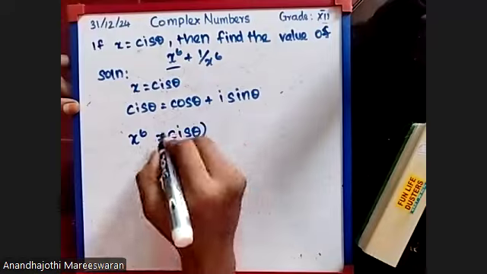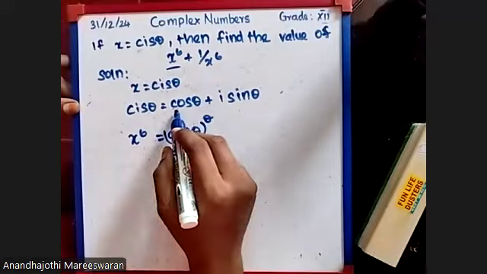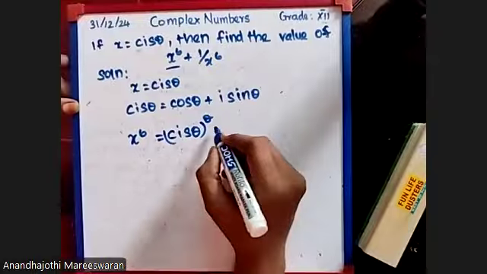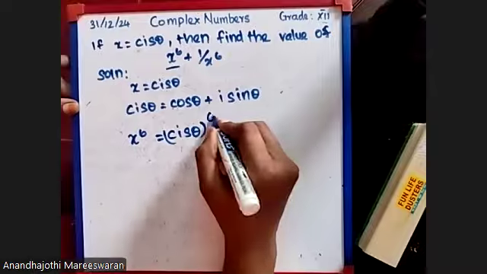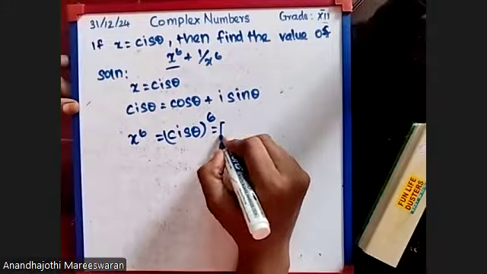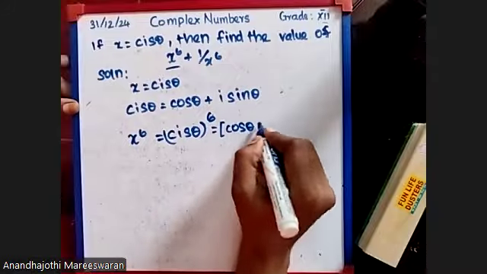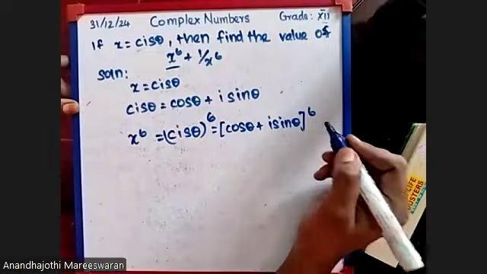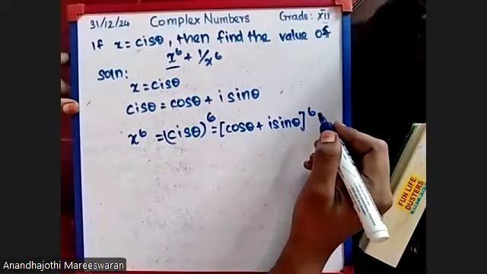Cis theta power 6. We can substitute cos theta plus I sin theta instead of cis theta. So x power 6 is equal to cos theta plus I sin theta, all to the power of 6. Okay.